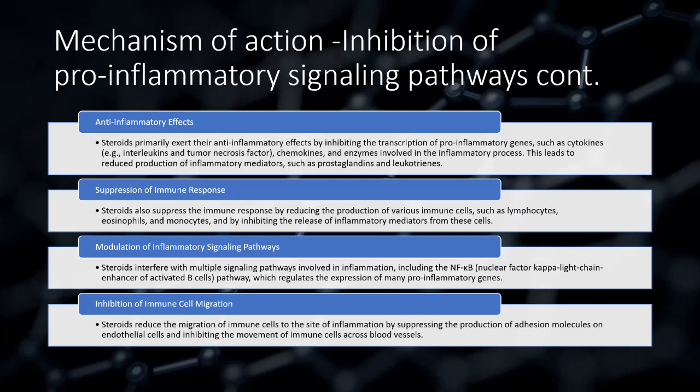Inhibition of immune cell migration. Lastly, steroids reduce the migration of immune cells to the site of inflammation. They do this by suppressing the production of adhesion molecules on endothelial cells, which line the blood vessels. These adhesion molecules are crucial for immune cells to attach to the vessel walls and migrate to the site of inflammation. By inhibiting these molecules, steroids limit the movement of immune cells across blood vessels, reducing the influx of inflammatory cells to the affected area.